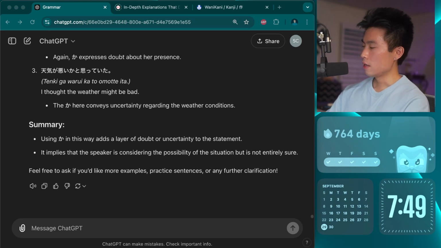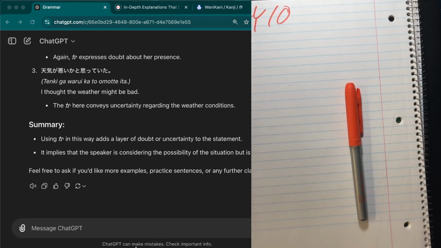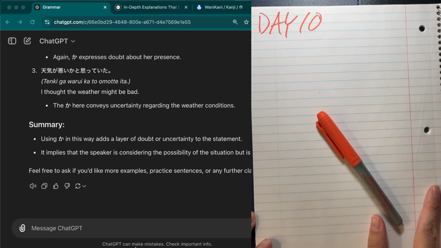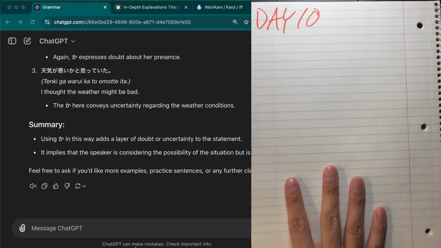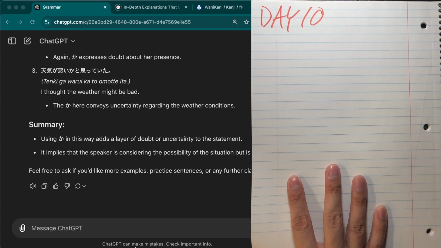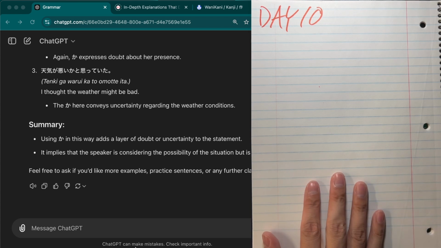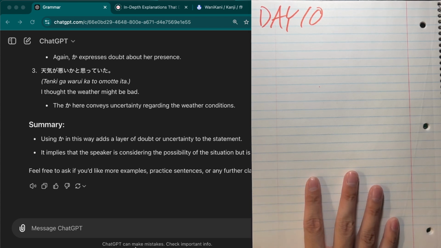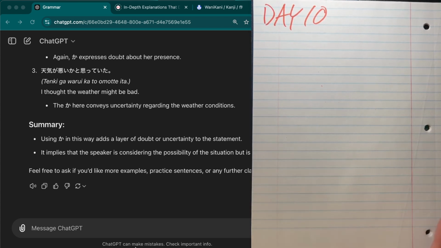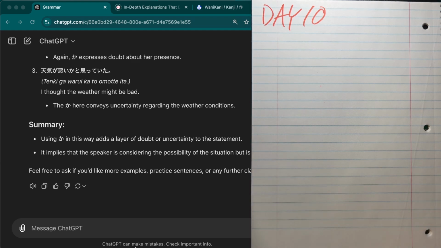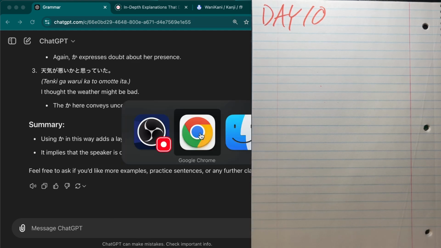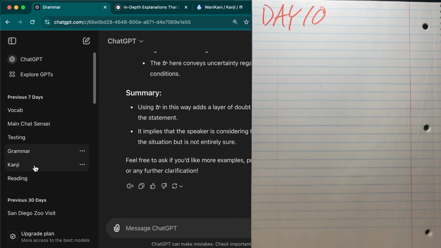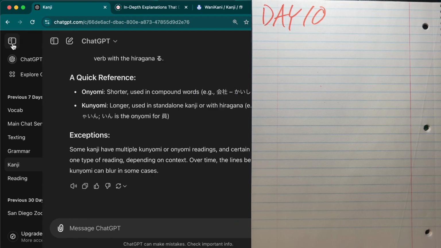Okay, let's go ahead and get started right away. We're going to do some kanji stuff. All right, day 10. And something I realized that I didn't fully understand before until the last lesson was the whole onyomi and kunyomi stuff. So let's go to the kanji tab real quick on ChatGPT.